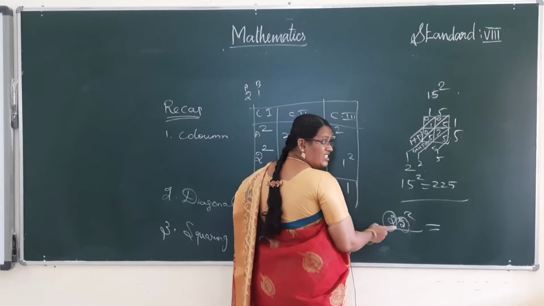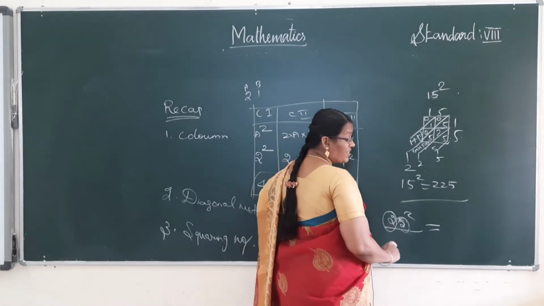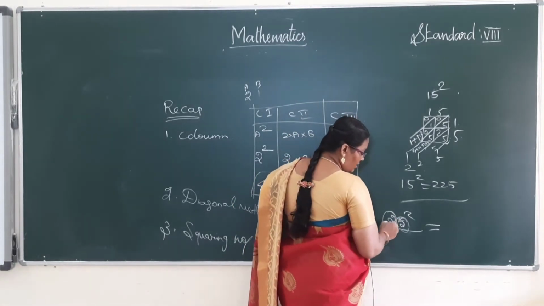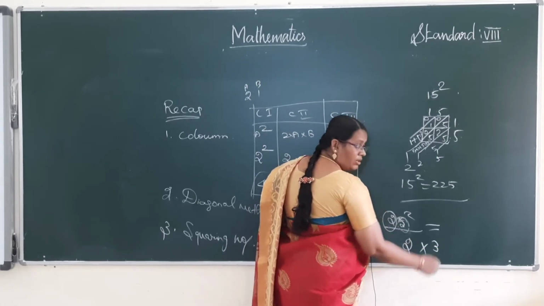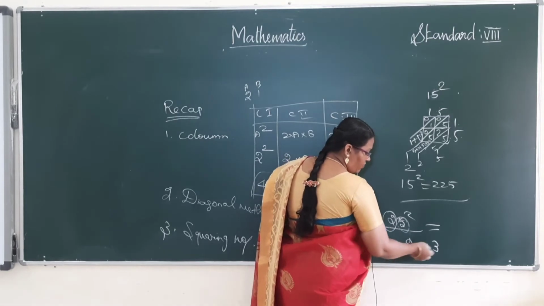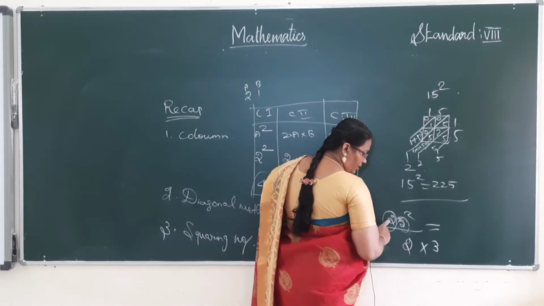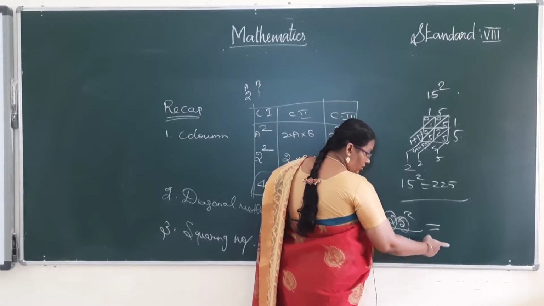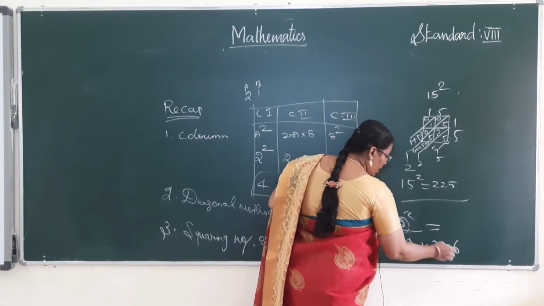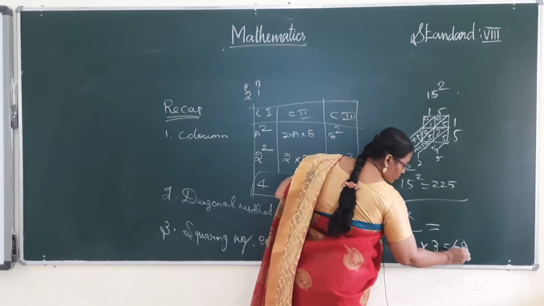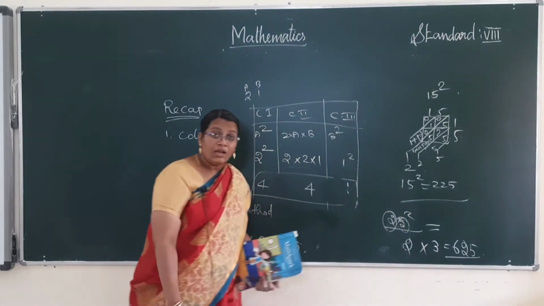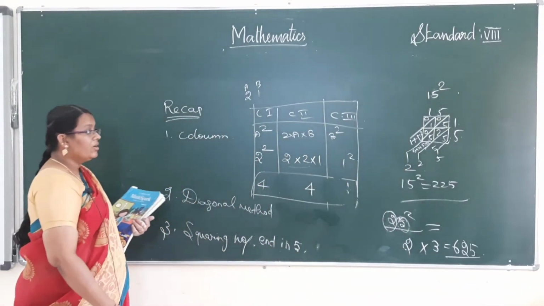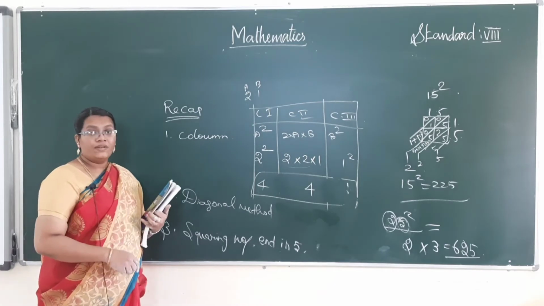Now consider the tens place value and take its successor. What is the successor of 2? 3. Multiply this value by its successor: 2 threes are 6. Already you know that 5 squared is 25. So the value of 25 squared is 625. I hope you have understood the previous concept.